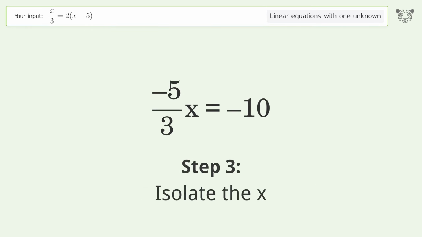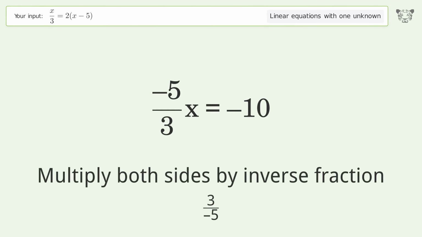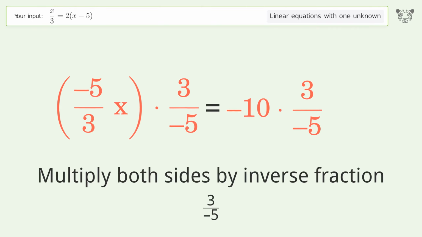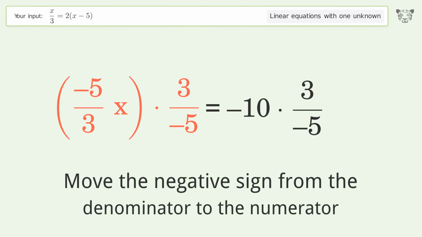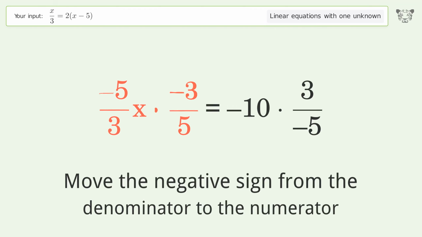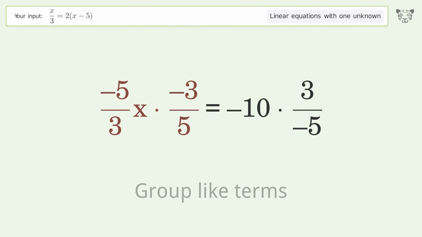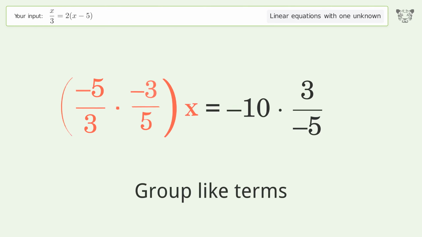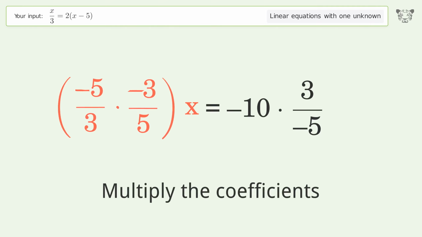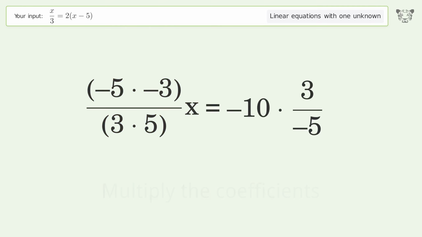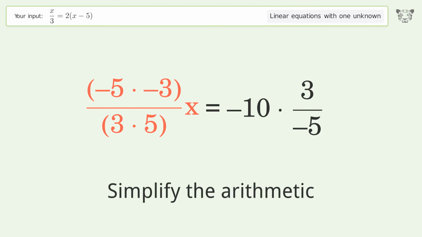Isolate the x. Multiply both sides by inverse fraction 3 over -5. Move the negative sign from the denominator to the numerator. Group like terms. Multiply the coefficients. Simplify the arithmetic.